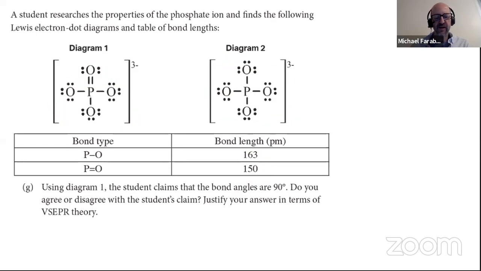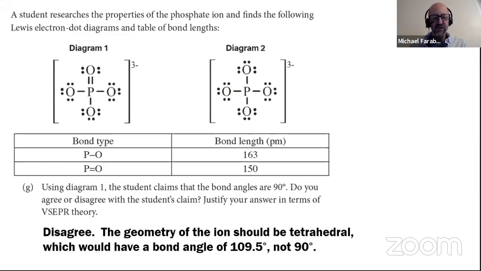Using diagram 1, the student claims that the bond angles are all 90 degrees. Well, just because I can draw water like this, does not mean that the bond angle in water is 180 degrees, just because I have drawn the atoms in a straight line. So just because you are looking at what seems like a 90-degree angle in a Lewis structure, this doesn't tell us, according to VSEPR theory, what that looks like. So I would disagree with the bond angle of 90, and the geometry of the ion should be tetrahedral.